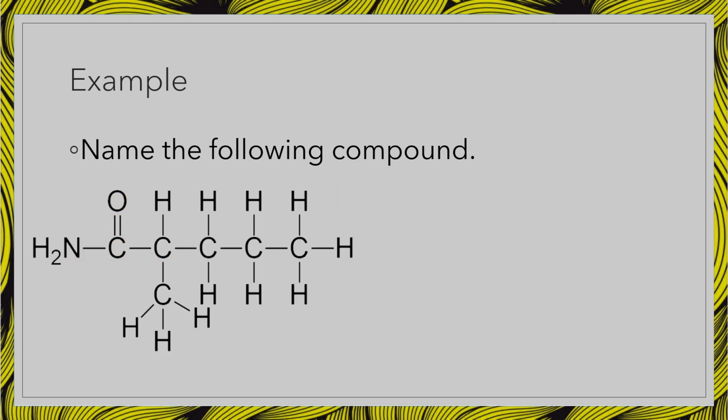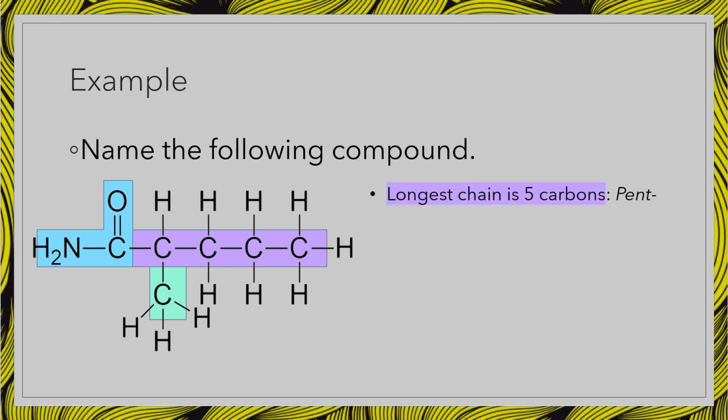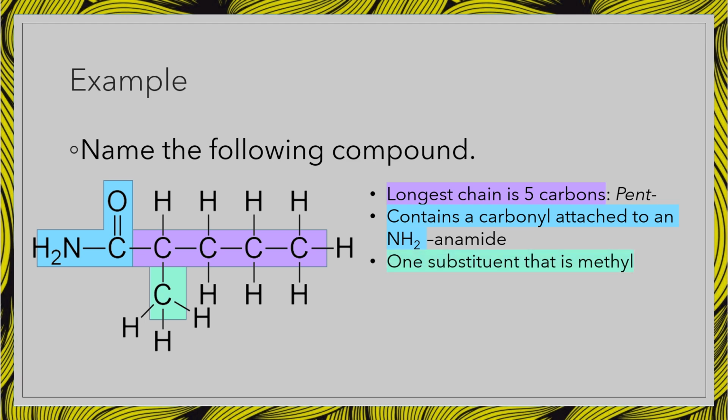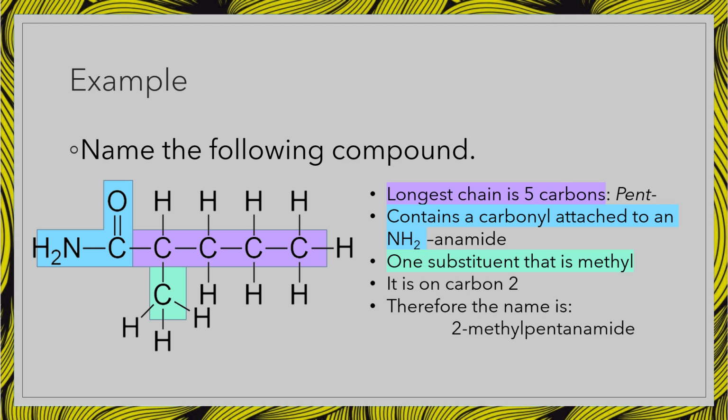What about this one? Find the longest carbon chain, which is 5. Okay, it contains the amide group. It also contains a methyl group. So how do we name it? Longest chain is 5 carbons, so it's pent-. It's an "anamide", because it's got that carbon-oxygen double bond and an NH2. There's one substituent that is a methyl group. Which carbon is it on? Well, the carbon in the amide functional group starts at number 1, so it's on number 2. Therefore, the name is 2-methylpentanamide.